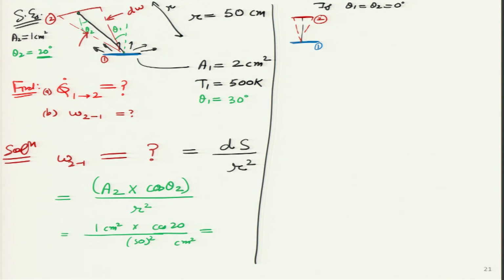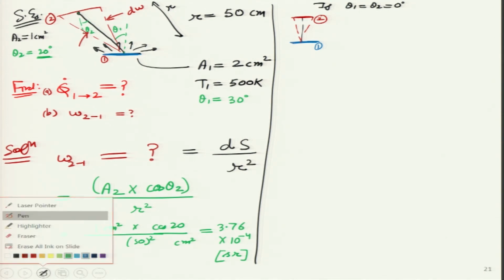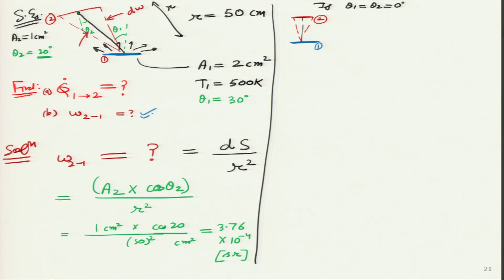So, I can calculate this using a calculator. I think that answer turns out to be 3.76 into 10 to the power minus 4 steradians. These are the units that we are using over here. And we can see this indeed has turned out to be a very small value. So, this one we have calculated.